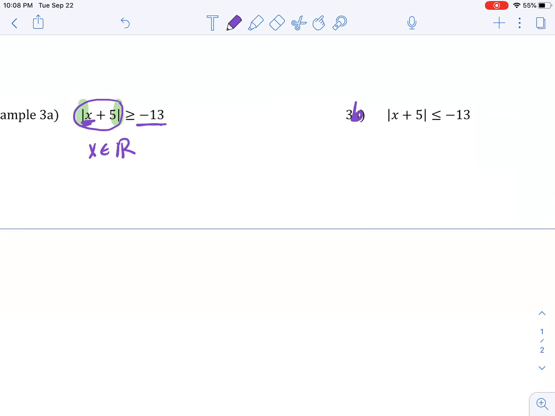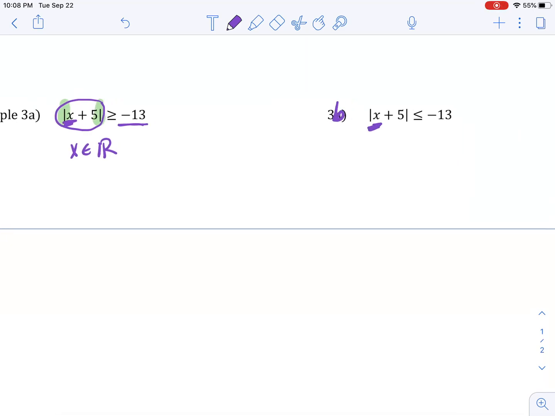Example, oops, I should have changed this to a B. There we go. What value can I plug in for x and get less than negative 13? If we're taking the absolute value, it's not going to be possible to ever get less than negative 13. So this one is no solution. There is no number I can plug into that problem, and we're going to get less than negative 13 after we take the absolute value.